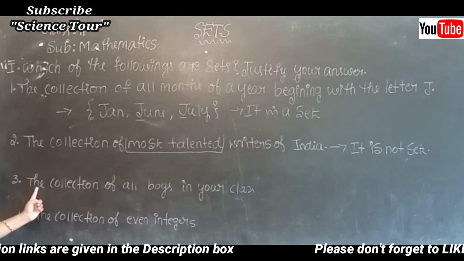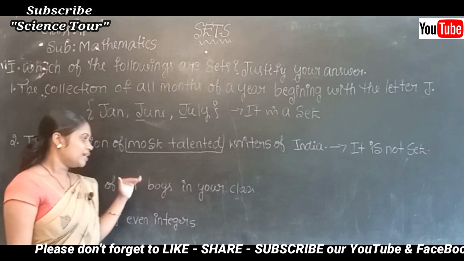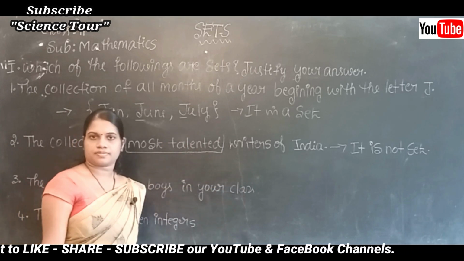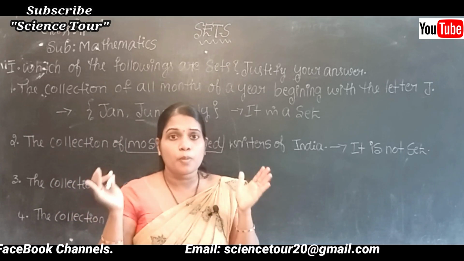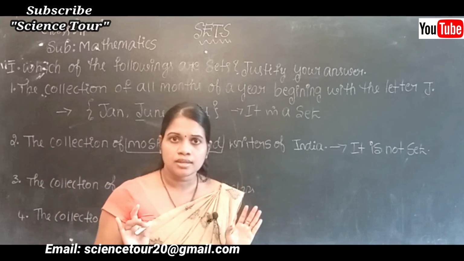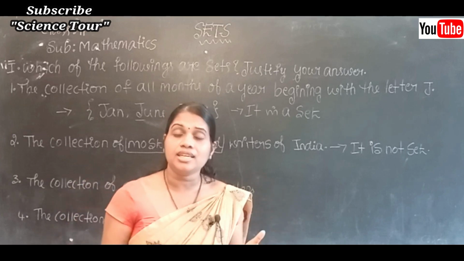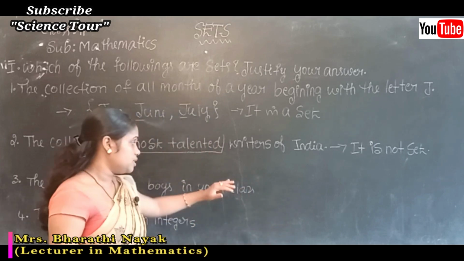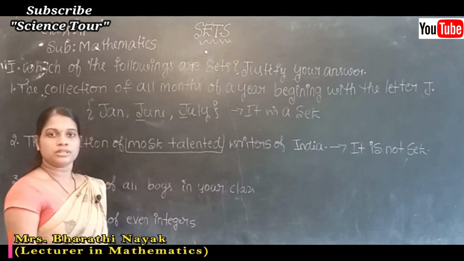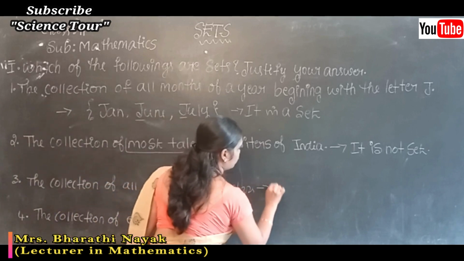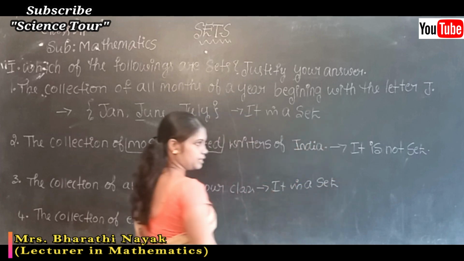Okay. Third question. The collection of all boys in your class. See, I can get an exact number of boys, those who attend my class, isn't it? Yes, I can get, no? So since it is a well defined collection, again it is a well defined collection, right? So therefore it is an example for a set. Okay, it is a set.